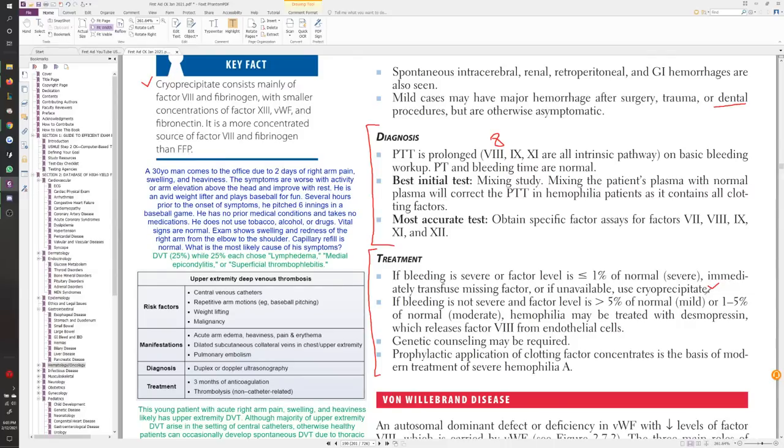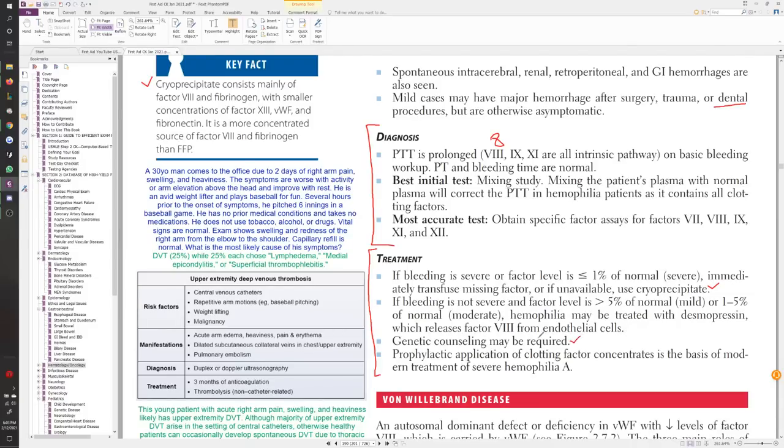Cryoprecipitate is the answer for helping people who have hemophilia, right? It has the factors they would need. If bleeding is not severe and the factor level is more than 5%, hemophilia may be treated with desmopressin, which releases factor 8 from endothelial cells. Genetic counseling may be required, which is a big thing.